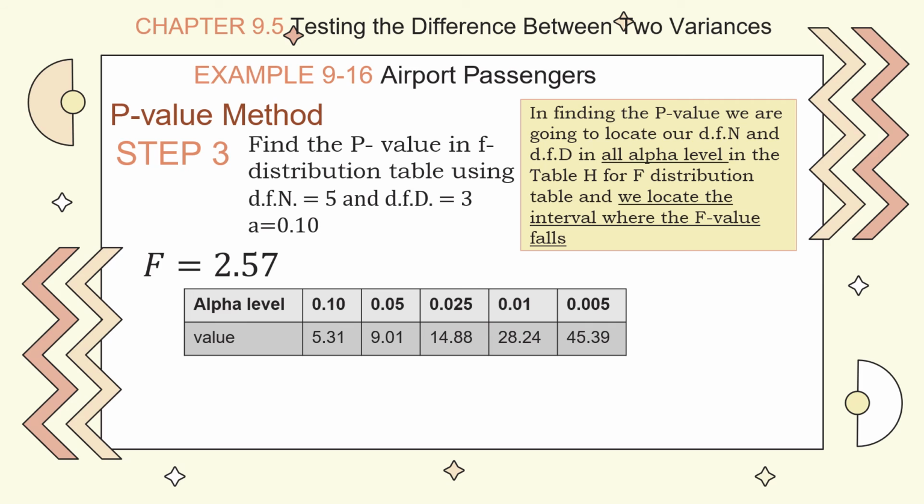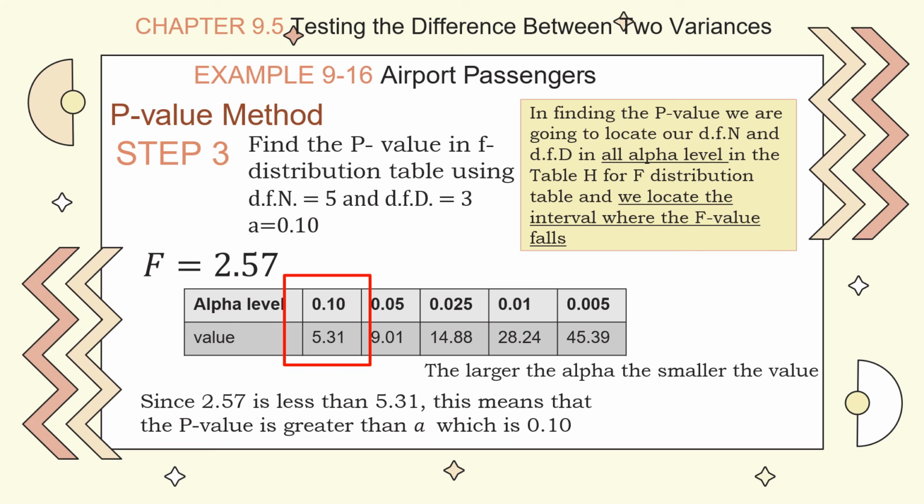2.57. We locate the interval or the alpha level where the F value falls. So as you can see, the closest value for our F value is the alpha level we have, 5.31. And as you can see, the larger the alpha, the smaller the value. But since the F value is less than 5.31, this means that the p-value is greater than alpha. It is greater than 0.10.